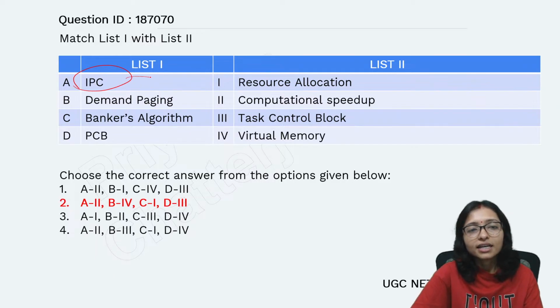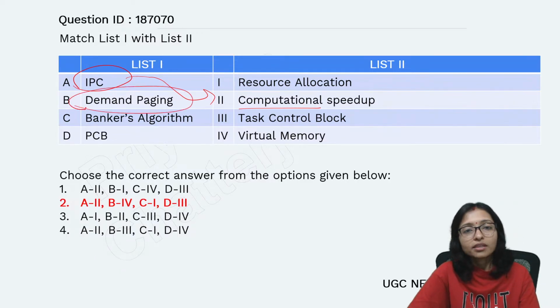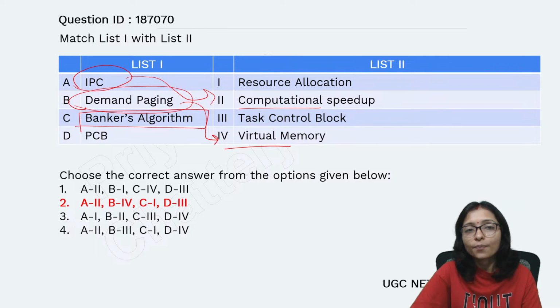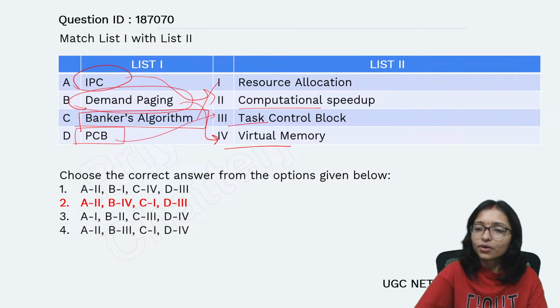Right, that is inter-process communication means computational speed. Demand paging, on demand it is going to load. That is called demand paging. It is related with virtual memory. Banker's algorithm is used for deadlock, that is resource allocation. PCB, process control block. Process control block, another name is task control block.